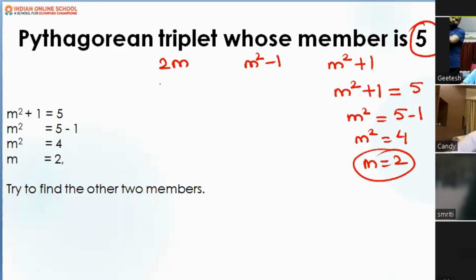Correct? Now we can put the value of m over here. So we are getting 4 over here, and from here we are getting 4 minus 1, which is 3. So what Pythagorean triplet can we form over here? We can form 3, 4, and 5.